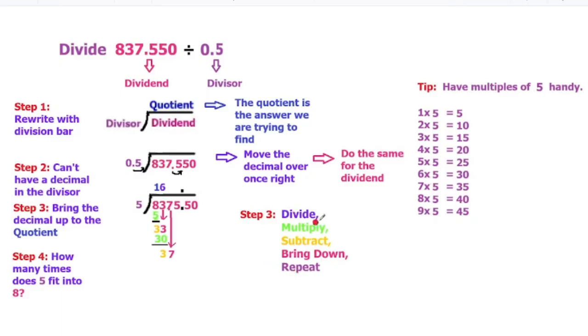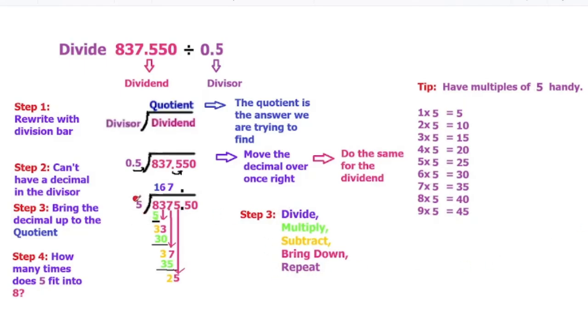So go back. We're going to divide now. 5 fits into 37 7 times. Not 8 because 8 is too many. So now we multiply. 7 times 5 is 35. The next thing we do is subtract. 37 minus 35 is 2. Now we bring down. We're going to bring this 5 down to meet this 2. Like that. Now we repeat.